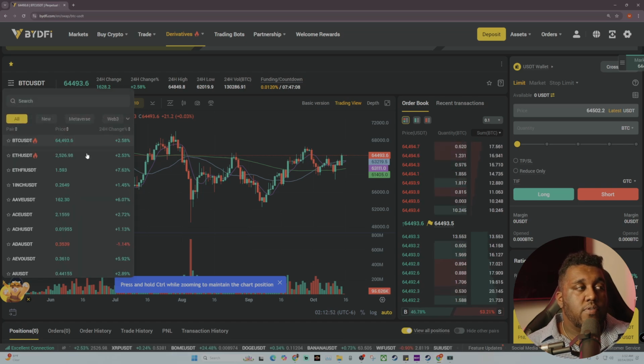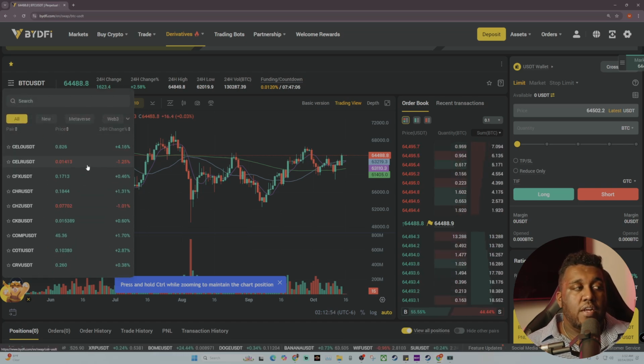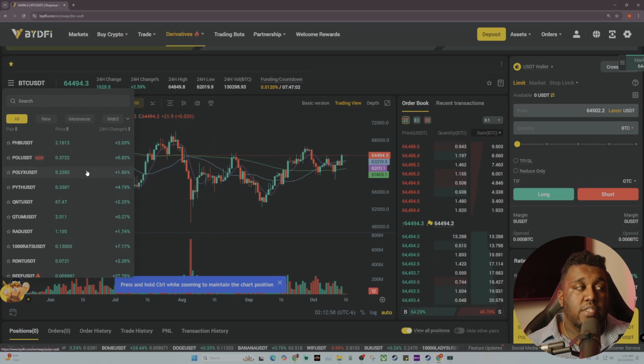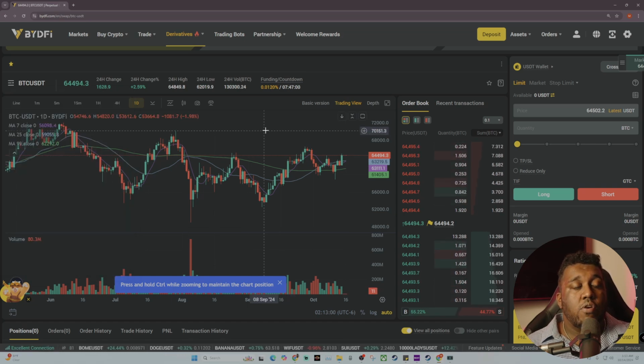And of course, there's so many tokens here you can trade. I'm scrolling down, scrolling down, scrolling down. There is a lot of tokens here, so take your time, see which tokens you guys want to trade. And then when you guys do want to put a trade down, all you have to do is, I would recommend doing limit orders. It's just easier, and of course, you're not going to risk buying at the wrong price pretty much.